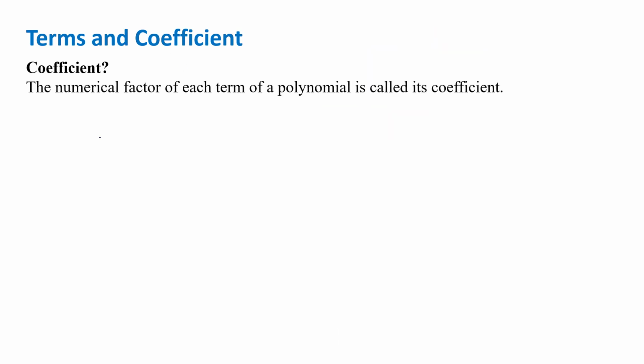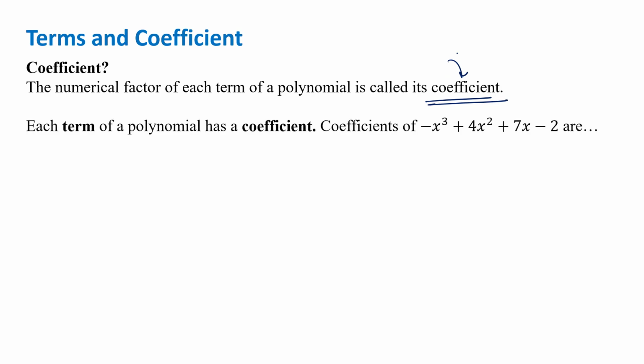So let's see what a coefficient is. The numerical factor of each term of a polynomial is called the coefficient. It is formally called the numerical coefficient, but in general we say coefficient. Now each term of a polynomial has a coefficient. So the coefficients of minus x cube plus 4x square plus 7x minus 2 are: let's write the coefficient of these terms.